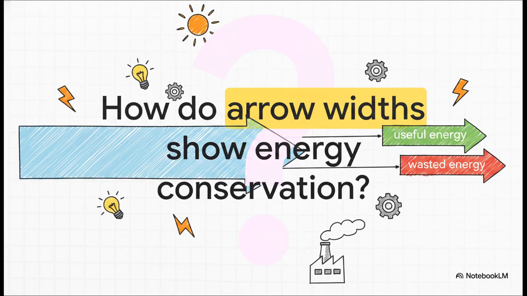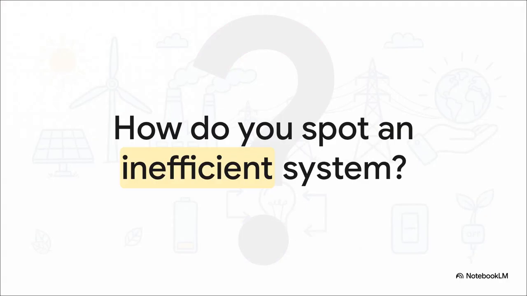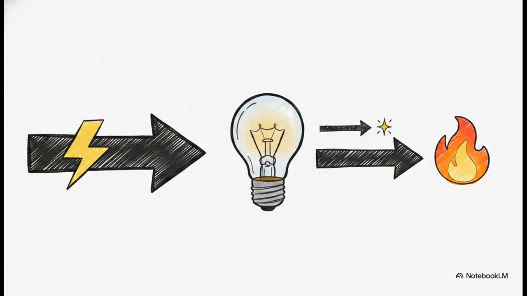It only changes form. So, question 6 asks, how can you see on a Sankey diagram if a system is not very efficient? When you're hunting for inefficiency, you want to look for a massive, wide, wasted energy arrow totally dominating the diagram, while the useful output arrow is just this tiny little sliver. That massive waste arrow means the system is doing a terrible job at conserving its energy for the right purpose. Let's track a notoriously bad survivor.